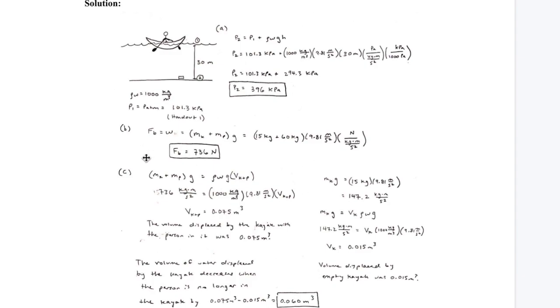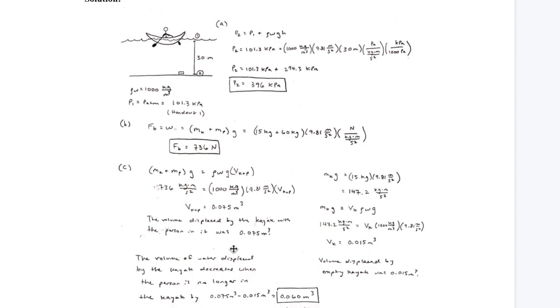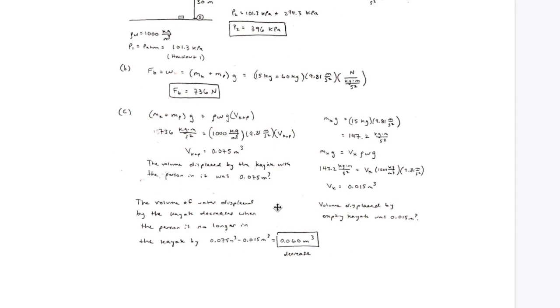And then in part C, you calculate the volume displaced with the person in it, and then when they jump out. So you find this by setting this buoyancy force equation equal to rho times g times the volume displaced, and that's just a standard equation. And so you do that when you have the person in it, and then when you have the person without, and then to calculate the difference, you subtract the two volumes.